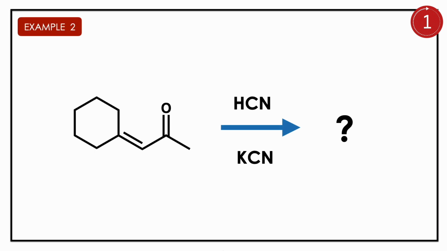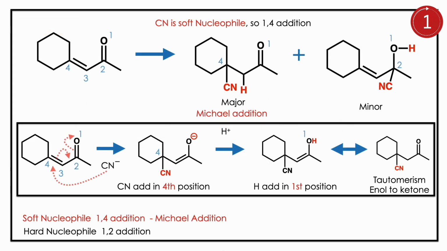Then the next example, you have cyclohexene, an alpha beta unsaturated ketone. You are reacting with hydrogen cyanide and potassium cyanide. You should find what will be the final product. If you know the fact that cyanide is a soft nucleophile, you know it is a 1,4 addition, which is Michael addition. The Michael addition product is major, 1,2 addition is minor here.